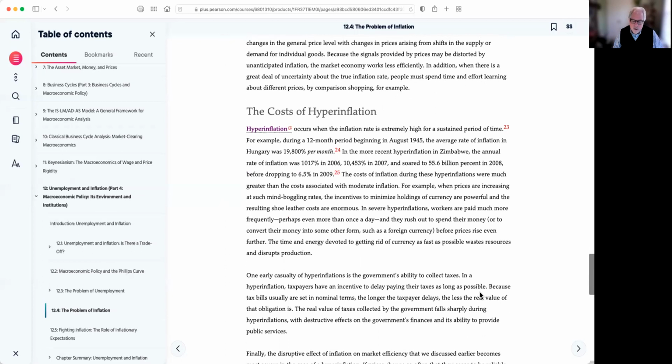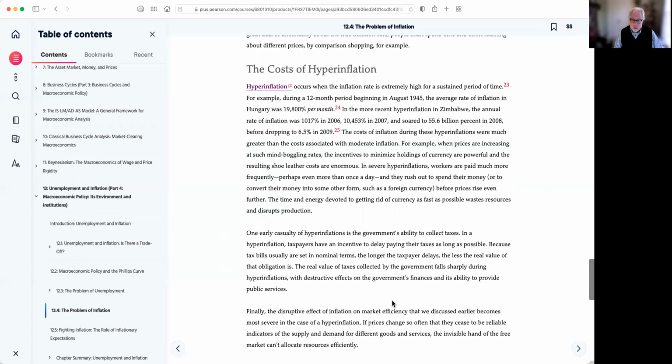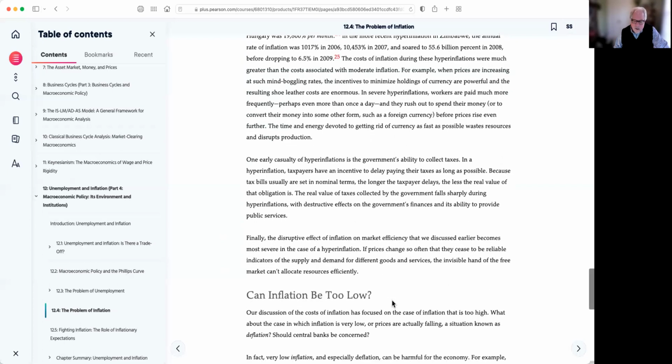So hyperinflation, the idea that it's 1,000% or 100% a month, that's a whole different ballgame. We don't see that in the United States, but we do see it in different places around the world, even today, and that is a severe problem because people stop using money. They go to barter because the money drops in value just in hours. So hyperinflation certainly is a problem.